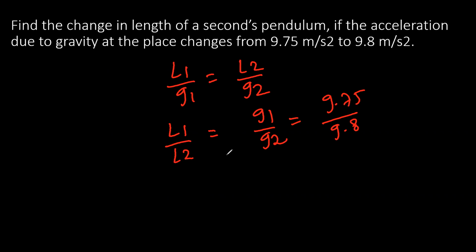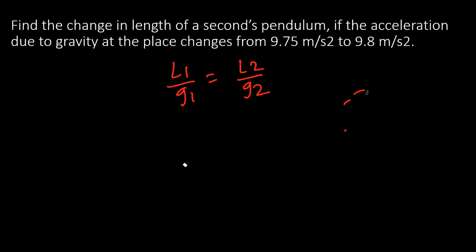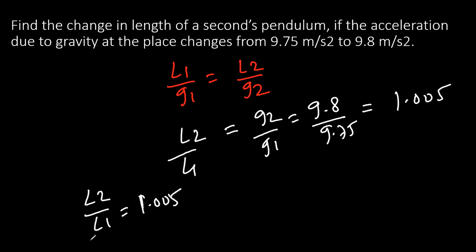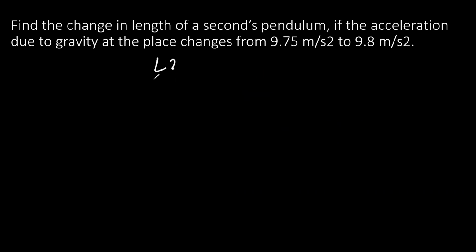Or we can say L2 minus L1. So we take L2 by L1 is equal to G2 by G1. So it is 9.8 divided by 9.75. If you divide, the answer is 1.005. So what is your L2 by L1? L2 by L1 is 1.005.